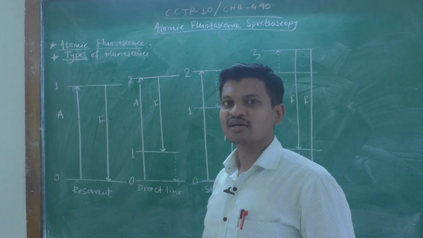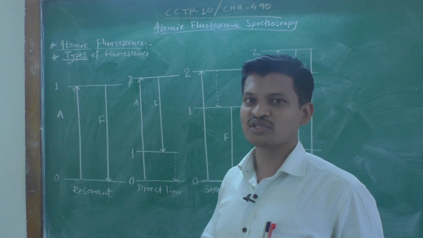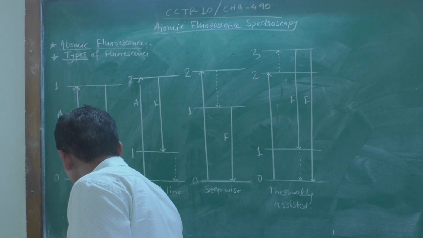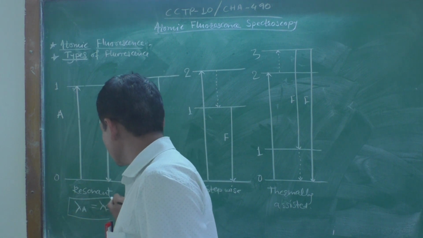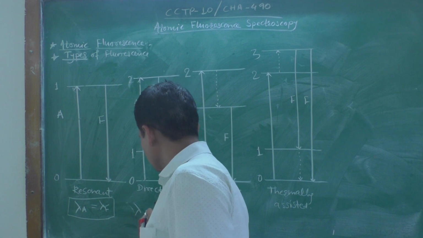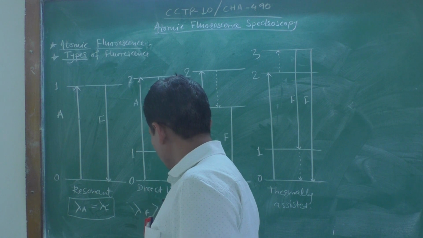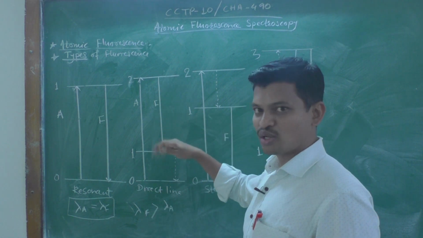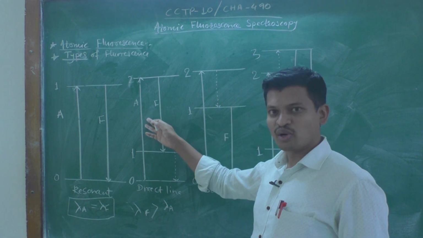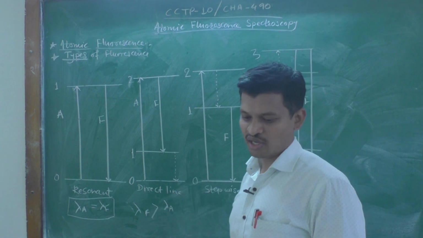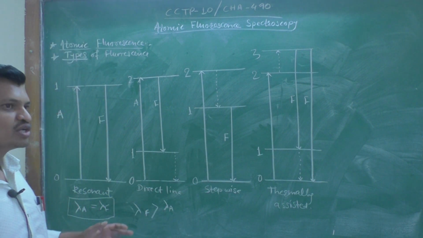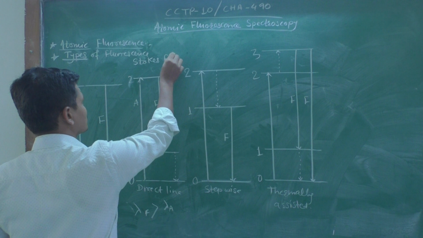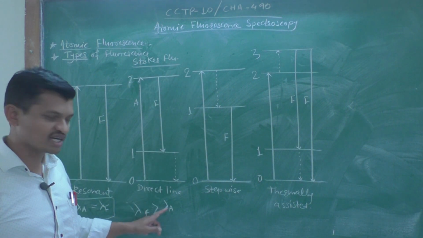In this case the wavelength of fluorescent radiation is longer. For resonance, lambda of absorbed radiation is equal to lambda of fluorescent radiation. This is the condition for resonant fluorescence. In this case, lambda of fluorescent radiation is greater or longer than lambda of absorbed radiation. When the wavelength of fluorescent radiation is longer than that of the absorbed radiation, it is called direct line fluorescence, and such a condition is called Stokes fluorescence. This is the condition for Stokes fluorescence: lambda F is greater than lambda A.